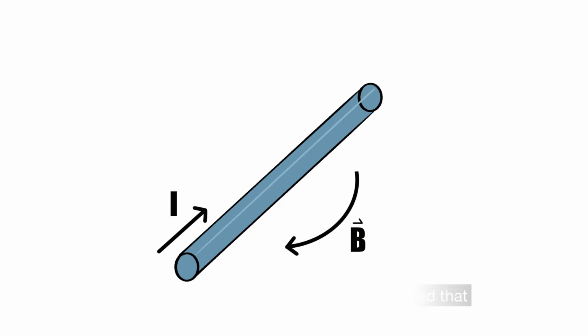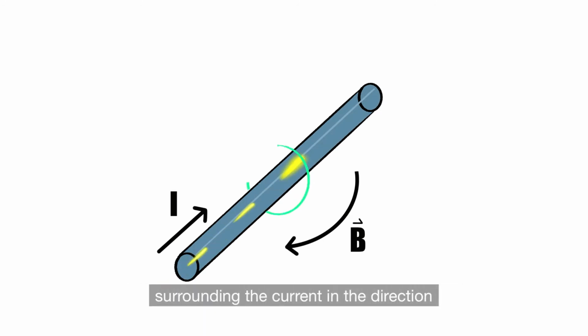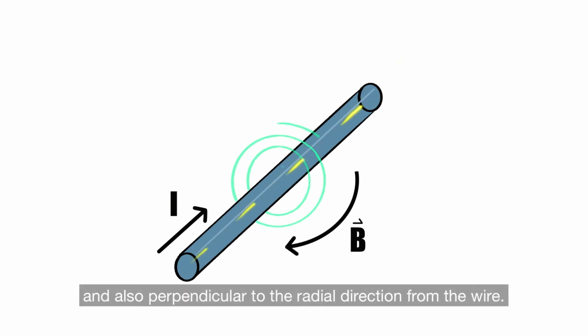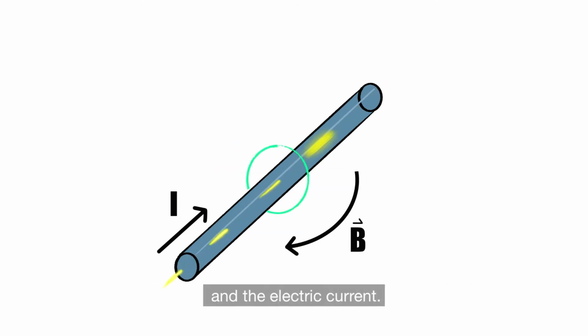From more experiments, Ørsted discovered that an electric current produces a magnetic field surrounding the current, in the direction perpendicular to the direction of the current, and also perpendicular to the radial direction from the wire. The picture here shows the direction of the magnetic field and the electric current.